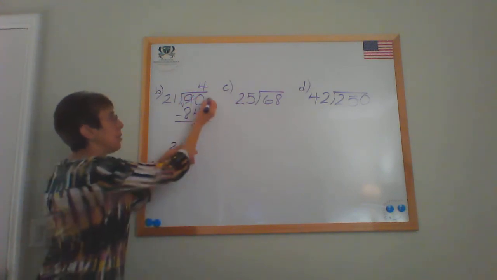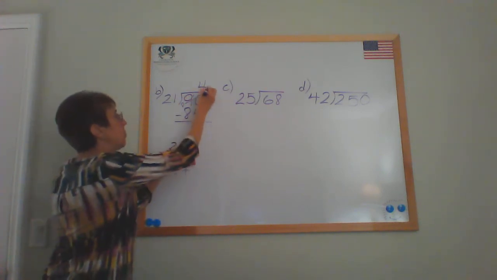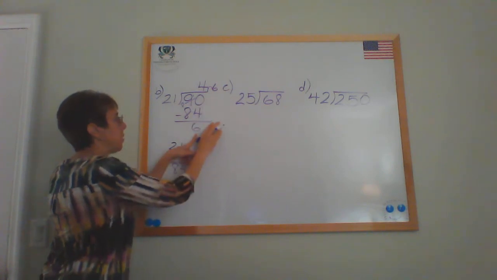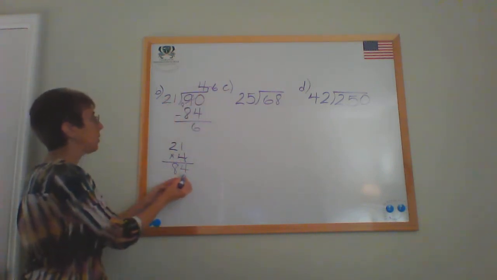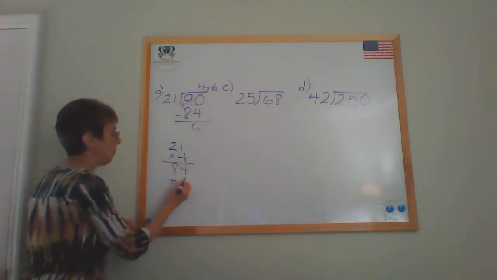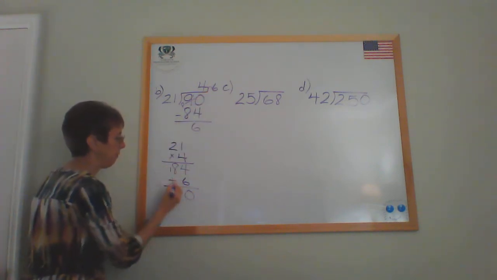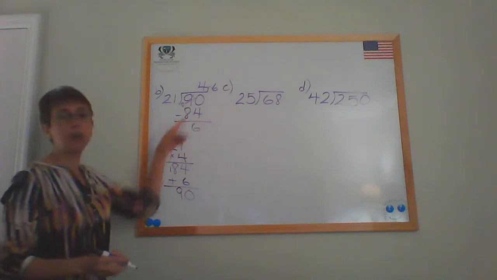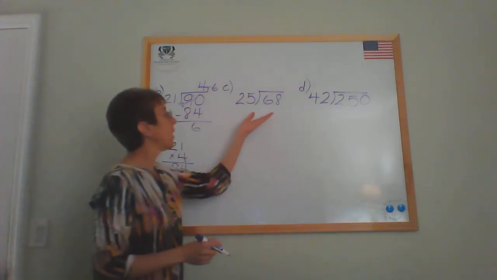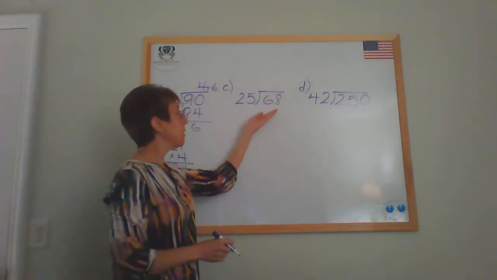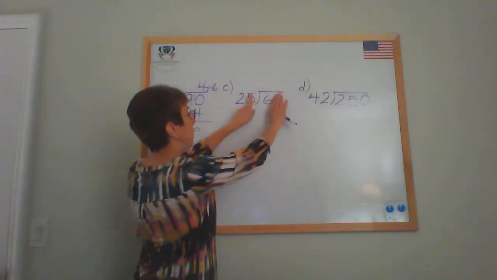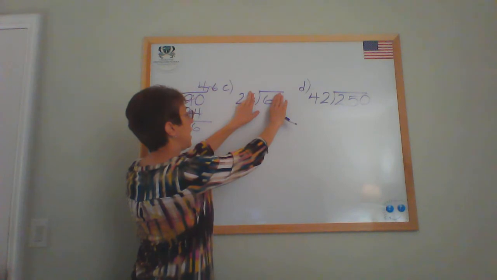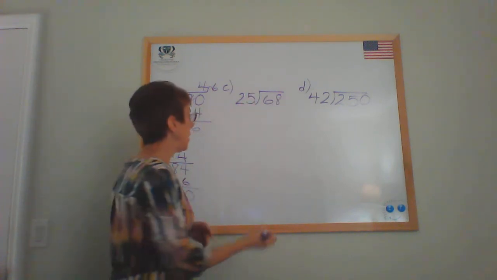Okay, 6. No other digits to bring down. You bring your 6 up as your remainder. Then to check your work, 4 times 21 equals 84, plus the remainder of 6, 90, and that's what you started with. Okay, 68 divided by 25. And to help us have a number to multiply by, we can say 6 divided by 2 equals 3.